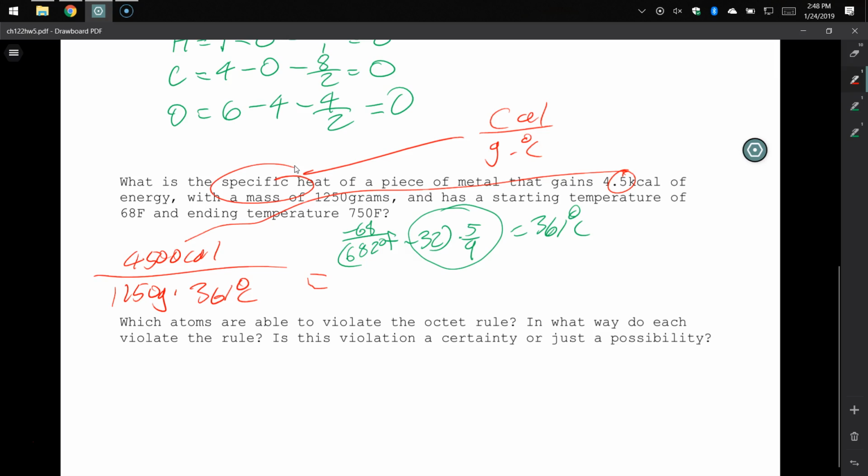So we end up with 4500 divided by 1250 divided by 361. I get 0.00997 calories per gram degrees C. So really low specific heat. I only have 2 sig figs, so that would be 0.010 calories per gram degrees C.